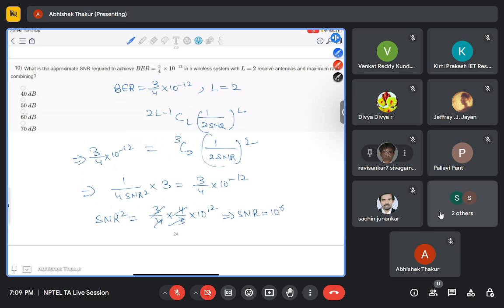So now we have to find it in dB. So SNR in dB is equal to 10 log 10 to the power of 6. So that is equal to 60 into 1 dB. So that is equal to 60 dB. So option C is the correct answer for this question.